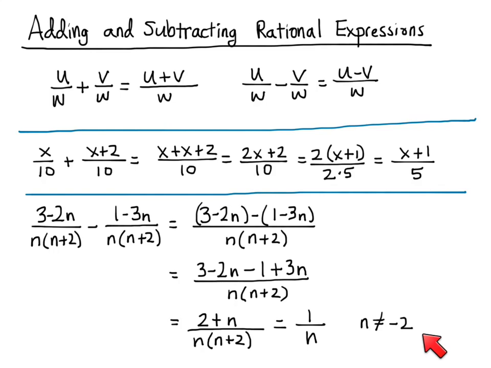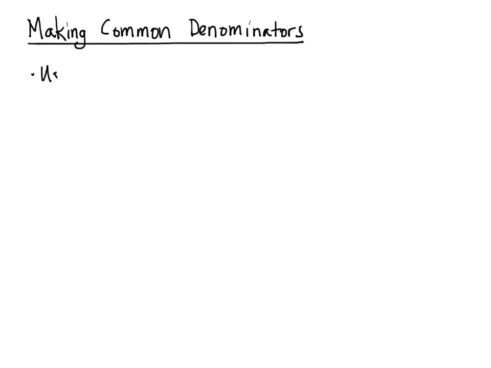So here's one where, even though I had a common denominator, part of that denominator disappeared on me, so I have to make an allowance for the fact that I now have to explicitly state that n can't be negative 2, otherwise we're dividing by 0. All right. So that's straightforward enough. How about making a common denominator?